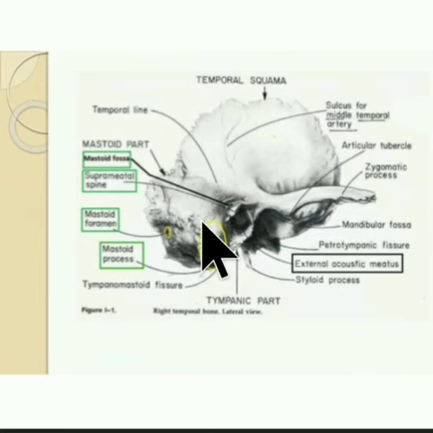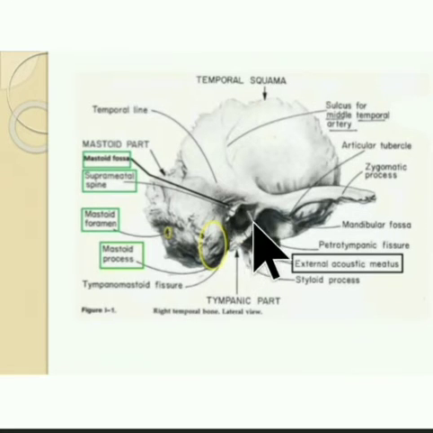Here in the mastoid part, there is a mastoid foramen. This mastoid foramen transmits the mastoid branch of the occipital artery and the mastoid emissary vein to the sigmoid sinus. And you can see here a tiny spine, a tiny plate of bone, which is called the suprameatal spine, and it projects laterally from the posterosuperior margin of the external acoustic meatus.